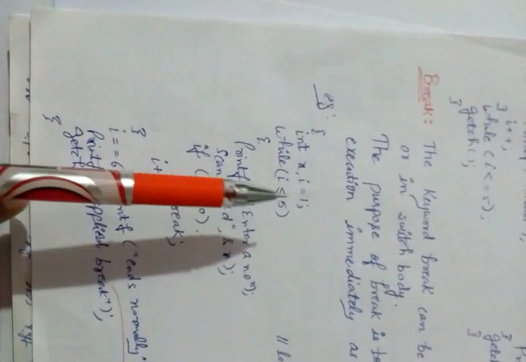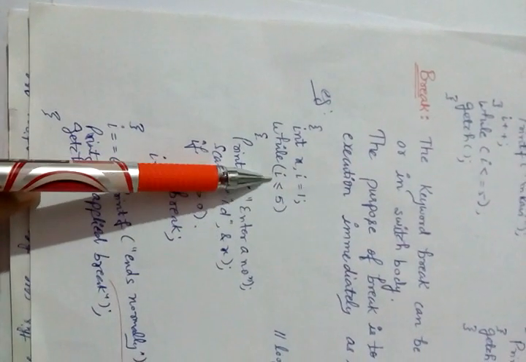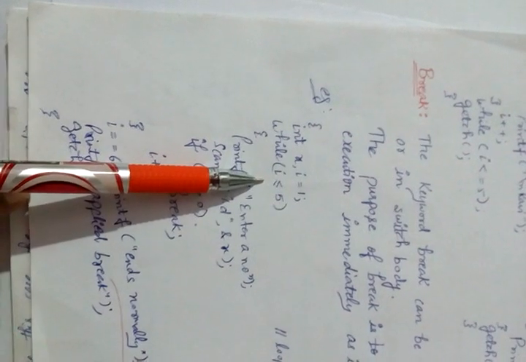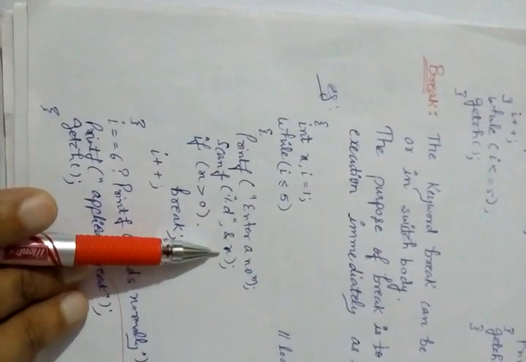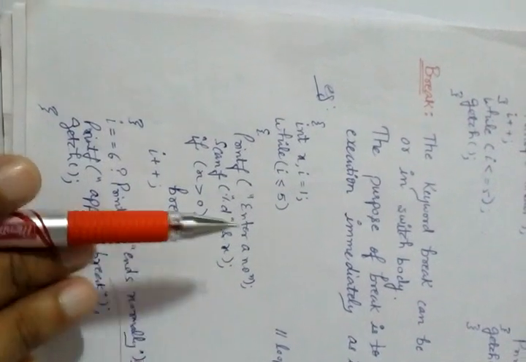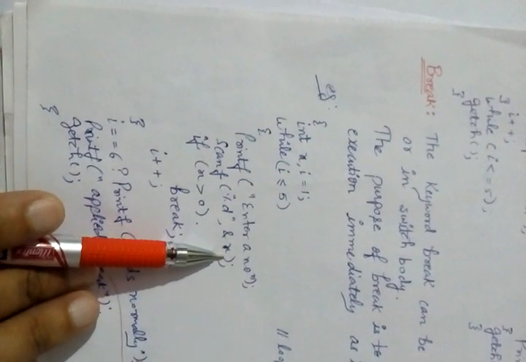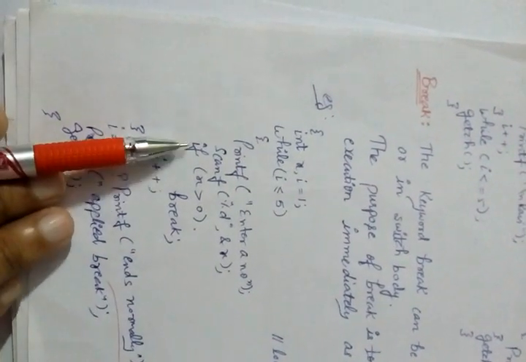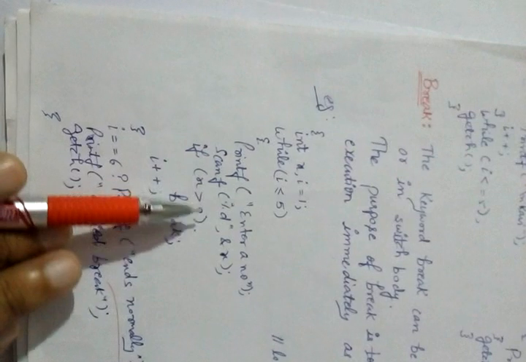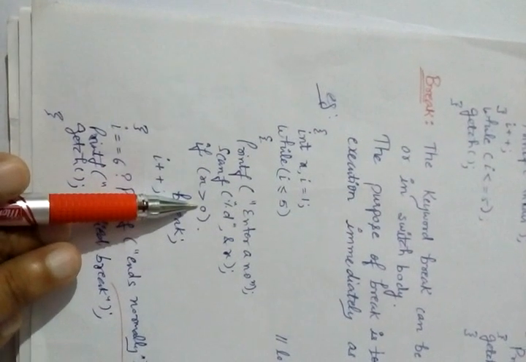But what if I have a value greater than 5? Suppose I have taken an element x as 6 or x as 4 or x as 3. I have given a condition that if x is greater than 0, then what will happen? I have just given the command break.